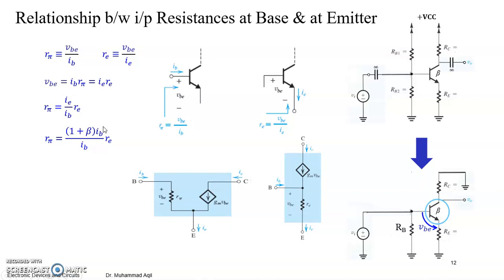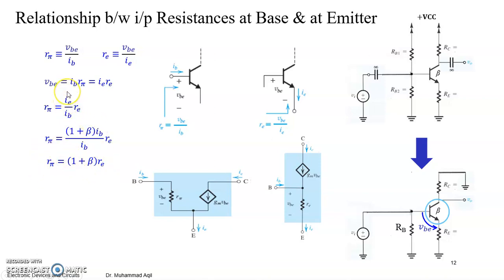IE is equal to IC plus IB, right? So instead of IE, we can write 1 plus beta IB. Now IB cancels, and we can see R pi is equal to 1 plus beta times RE. It is the same relation which exists between base current and emitter current, right? Emitter current is equal to 1 plus beta times IB. And you can see the emitter resistance is 1 plus, sorry, base resistance is 1 plus beta times RE.